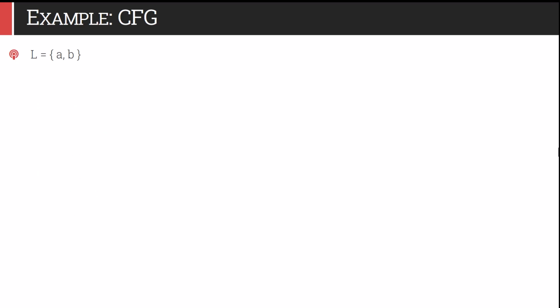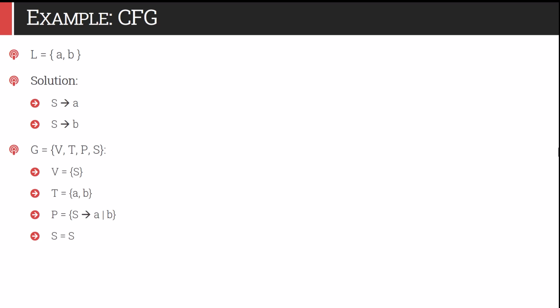Let L is equal to {a, b}. This language produces two strings, a and b. Again, this is also a very trivial example. By adding these two productions, we can generate both the symbols. For G, we can define it in this way, where the only difference would be in T and P. T now contains two symbols, a and b, and the productions are S gives a and S gives b.